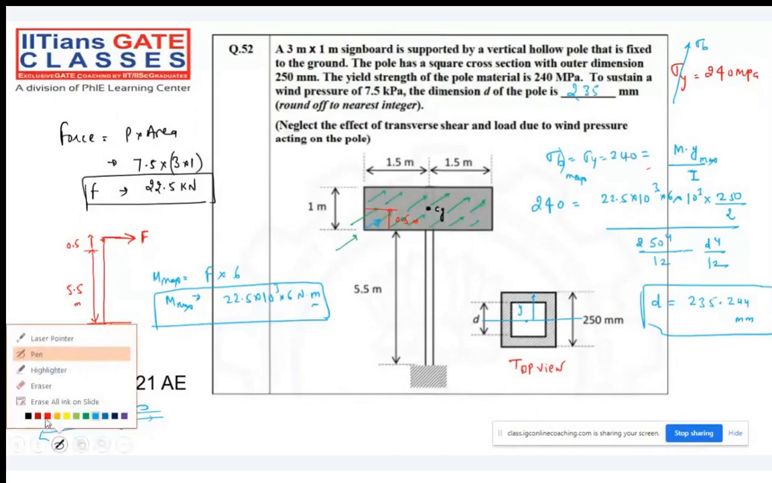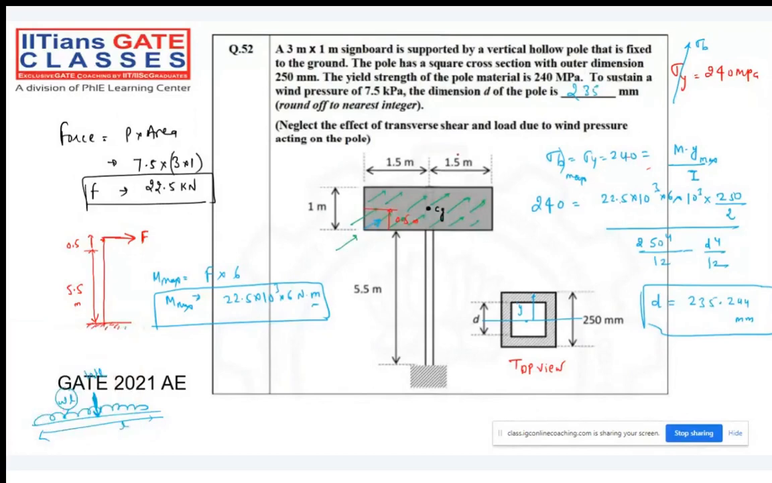235. Right? So remember, guys, these are very important statements: nearest integer. When you put 235.244 in the examination, after all your effort, you will be getting 0 marks. That is not the range of this question. The range will be given as 235 to 235. For example, if it is 235 to 237, you are on the safe side.